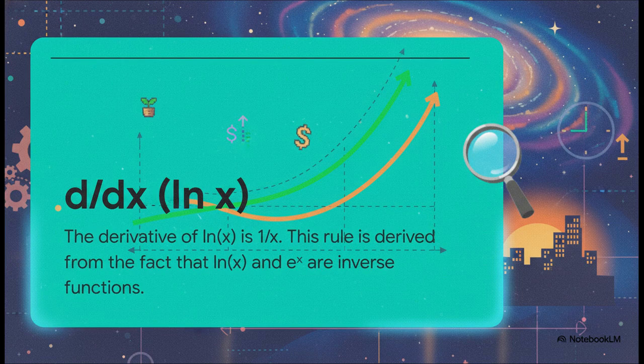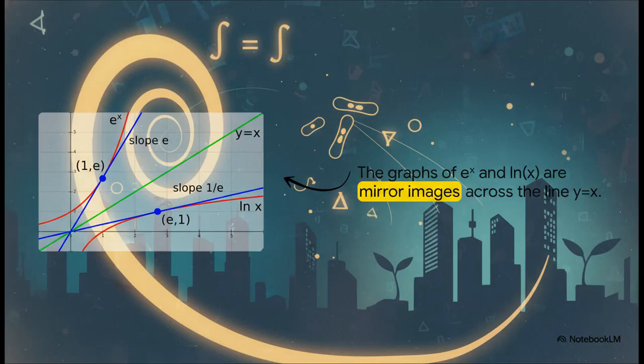The natural logarithm. The derivative of the natural log of x is simply 1 over x. And this isn't just some random rule you have to memorize. No way. It's deeply and beautifully connected to the e to the x rule, all because they are inverse functions. Let me show you what I mean. This graph just shows that connection so perfectly.